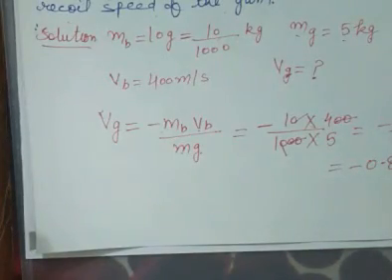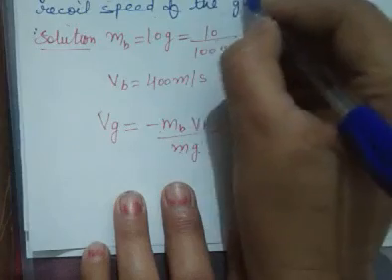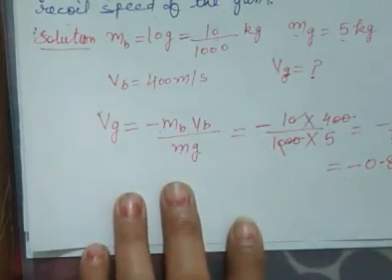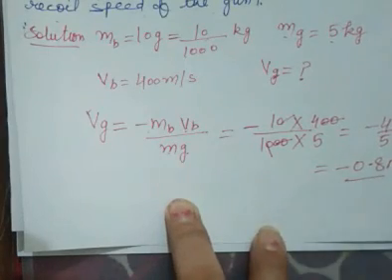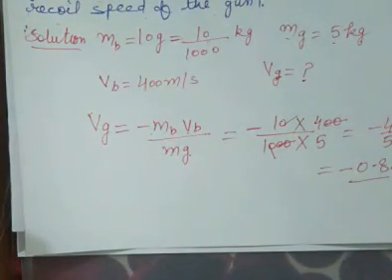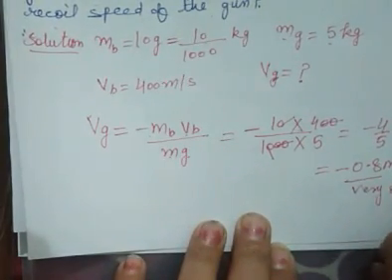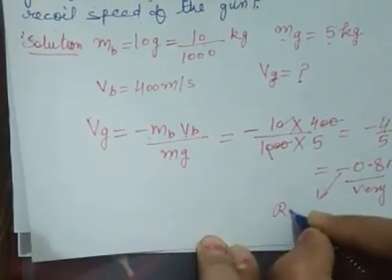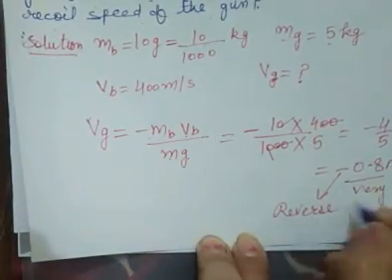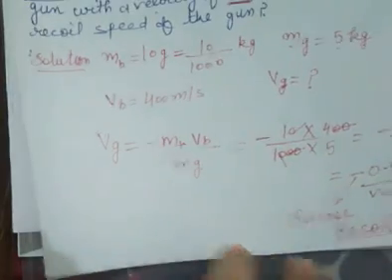It means bullet is moving with such a large velocity 400 meter per second, but our gun recoils not with 1 meter per second but less than 1 meter per second. It means it is just very small velocity. And negative sign is indicating reverse direction, so I am calling it recoil velocity.